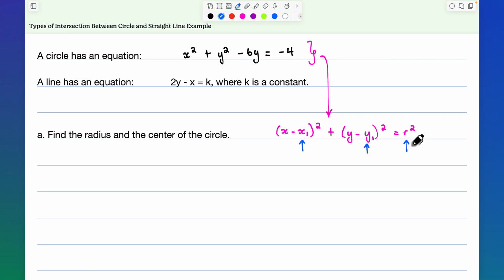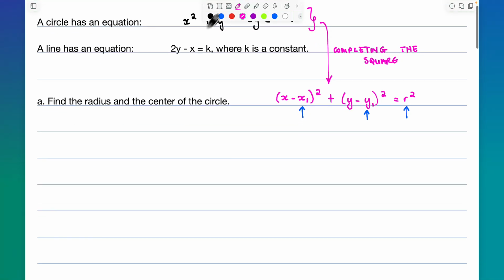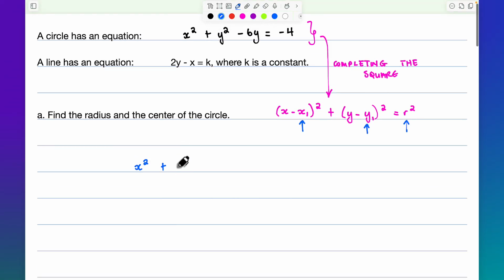So now how do we go from this to this? Essentially, we need to do this by completing the square. So we're going to take our example. We have x squared plus y squared minus 6y is equal to -4.